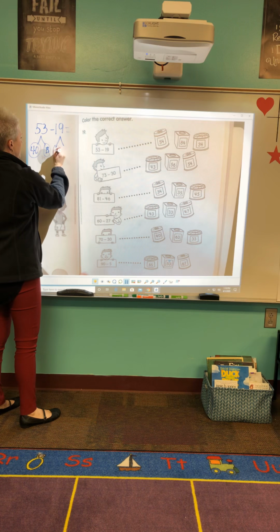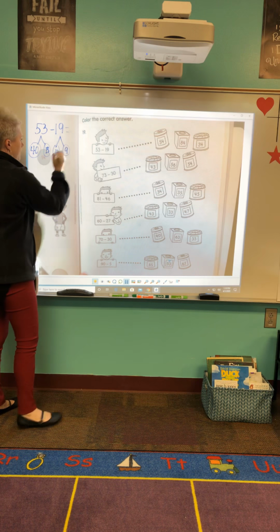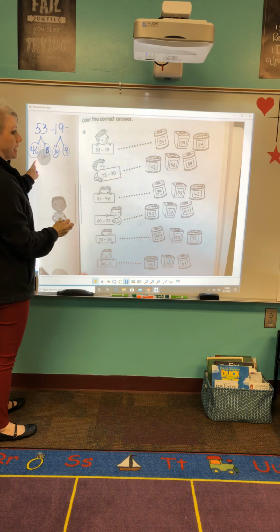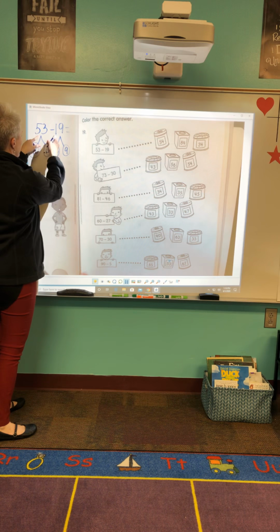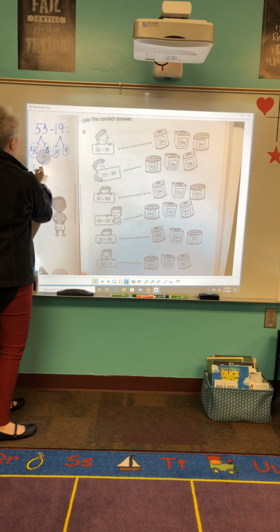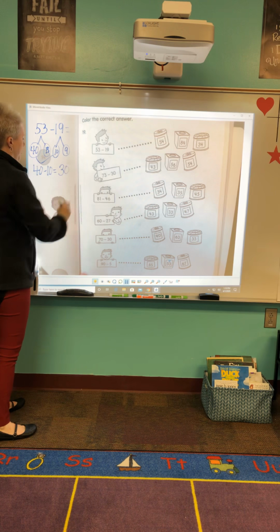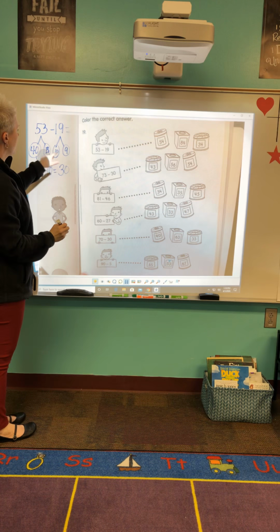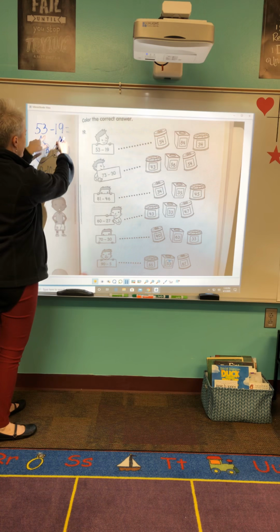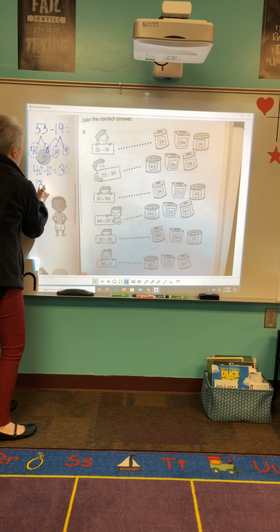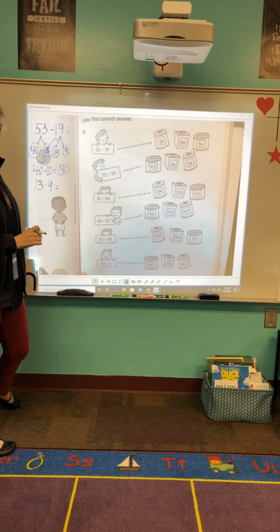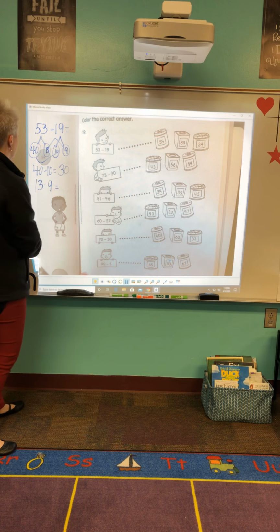The 19 becomes a 10 and 9 ones. Okay? Now we're ready to subtract our tens numbers. 40 minus 10 equals 30. We know that. Now we're ready to subtract our ones columns, which is 13 minus 9. What is 13 minus 9? 4. Good job.